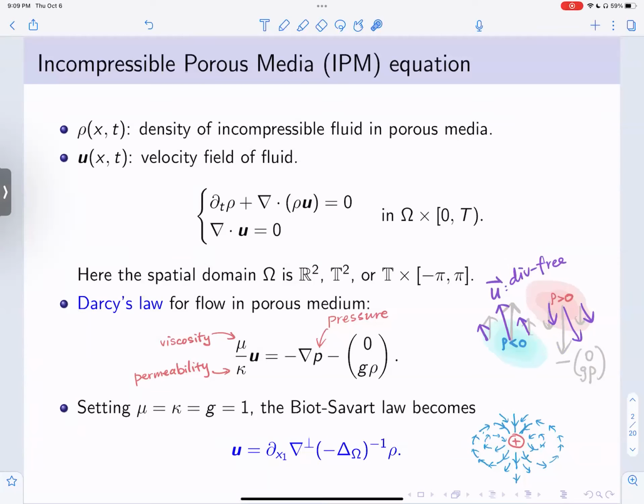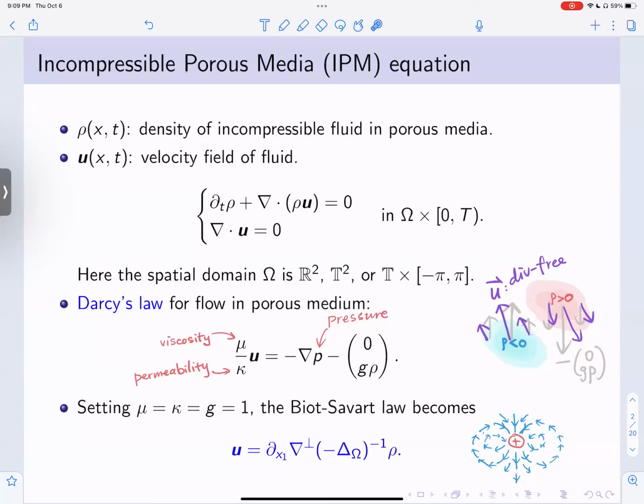But this force is not a divergence-free vector field, right? So after we correct it by gradient P into a divergence-free vector field, it turns out that there will be this correction here in this direction, and that's what the velocity field looks like.